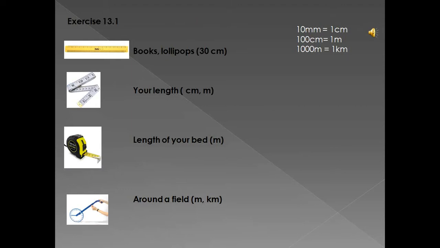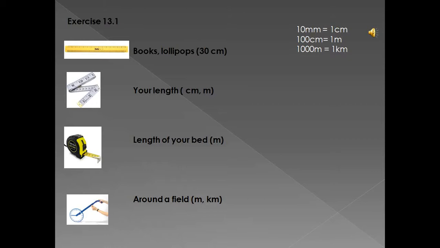Okay, so we have different instruments to measure. Different instruments measure different things. We would usually use a ruler to measure things that are no longer than 30 centimeters, like books and lollipops, and we would measure them in the unit centimeters or millimeters. Then you will get the 2 types of measuring tape. So that would be for the length of your bed, or the length of your table. Now that we will measure in centimeters and meters.